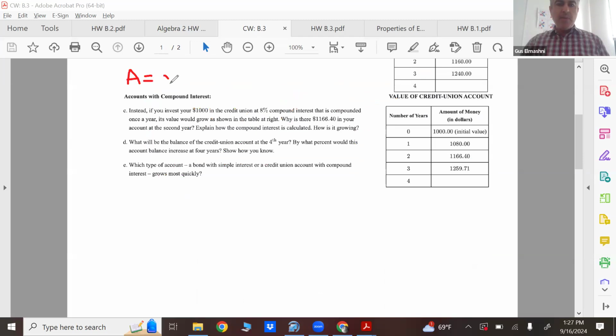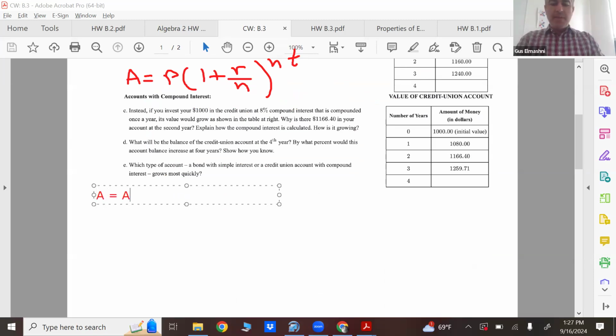A equals P (1 plus R over N) raised to the NT power. I know it looks a little confusing at first. Bear with me. You guys will be fine. Let me tell you what each thing represents.